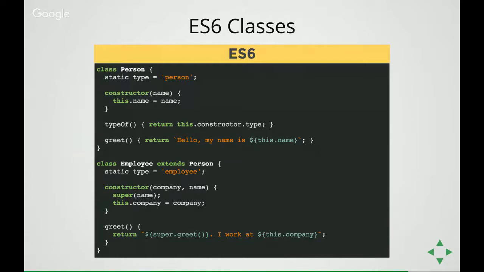Now, if we want to actually have employee inherit from person, we have the extends keyword. Class person extends, class employee extends person. Same thing, we set up a static property, we have a constructor. In order to call the parent constructor, we use the new super function property that's available inside of classes. We can also use it inside the greet function. We can say super.greet to call the parent greet, right?